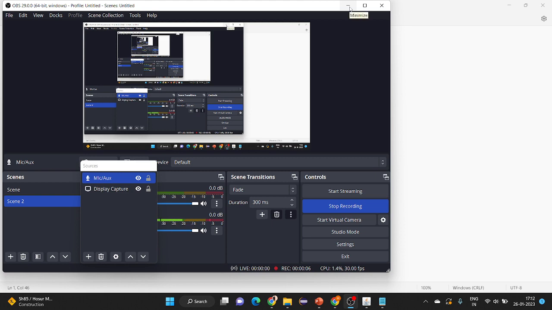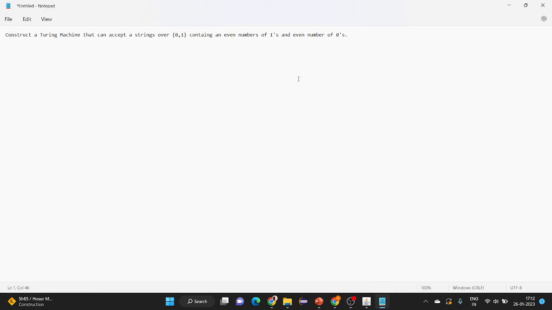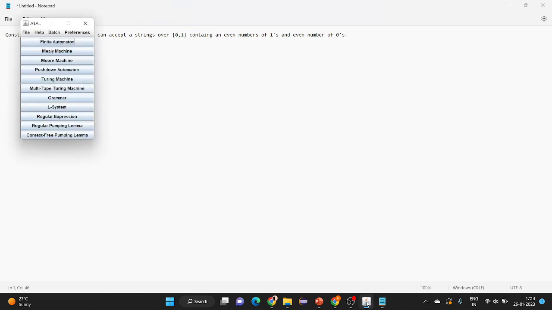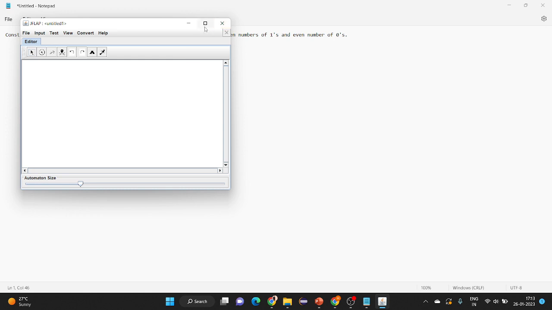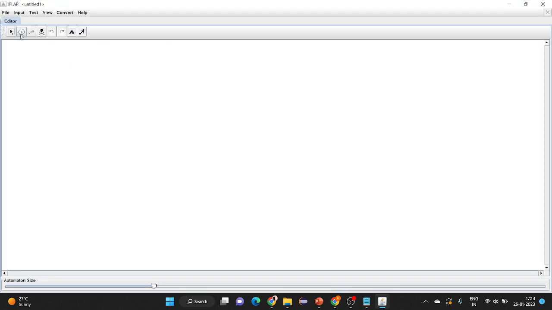Today we will see one Turing machine problem, which accepts strings that contain an even number of ones and an even number of zeros. We will work on this problem in JFLAP. We downloaded JFLAP and opened the Turing machine, and in that there are four states, and we initialize Q0 as the initial state.